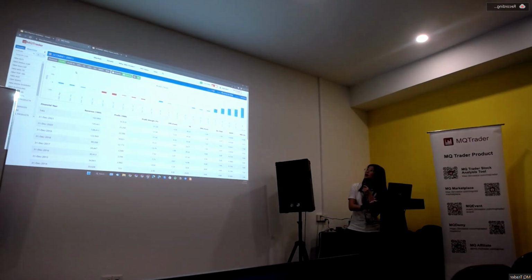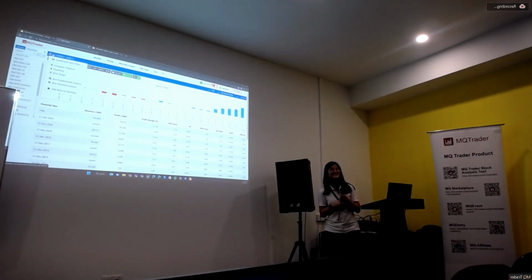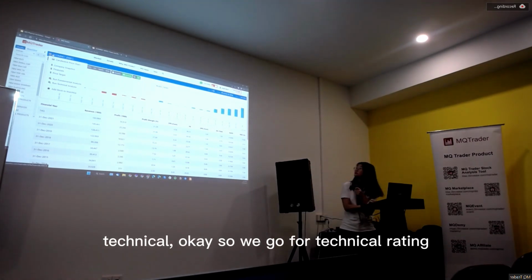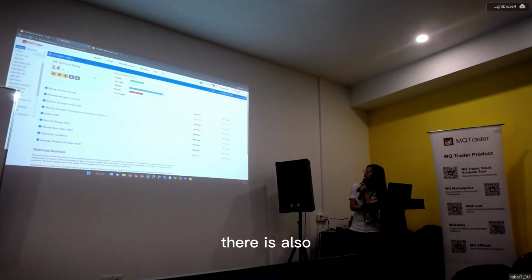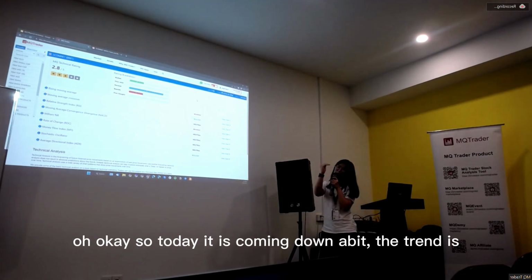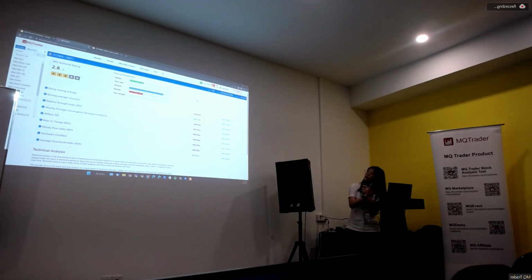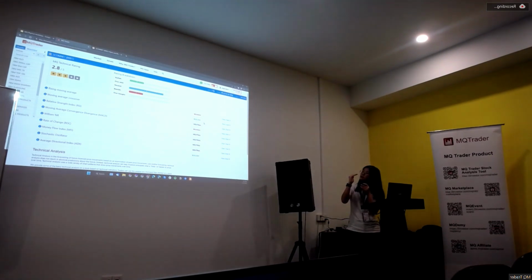So next, what's the next step? Can anyone tell me? OFT. The T stands for technical. Okay, so we go for technical ratings. Okay, so today it is coming down a bit. The trend is slightly losing its momentum. Before this it was actually 3. Okay, so it's still considered very average.